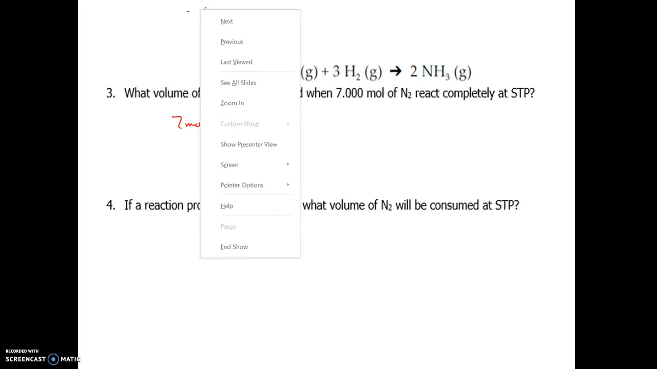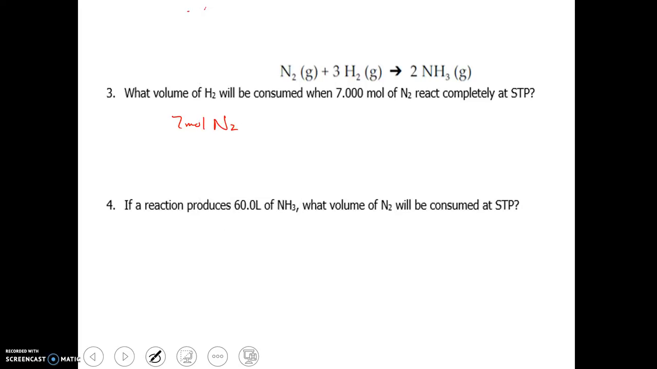to hydrogen should be using a ratio. And remember, our ratio comes from the coefficients in our balanced reaction. And so we should have 3 hydrogens for every 1 nitrogen. And so when we plug that in, that tells us that we have 21 moles of hydrogen gas. So we know at least the amount of hydrogen gas that's going to be consumed.